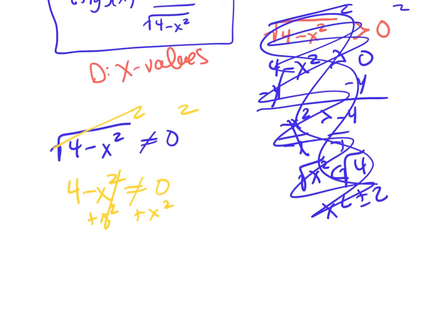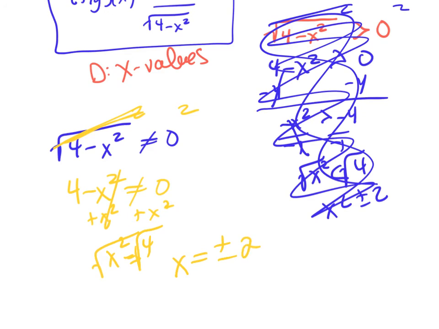You guys with me? Wait, why did you take off the radical? Because I squared both sides. Oh, yeah. So then I have x squared equals 4, square root both sides, x equals plus or minus 2.